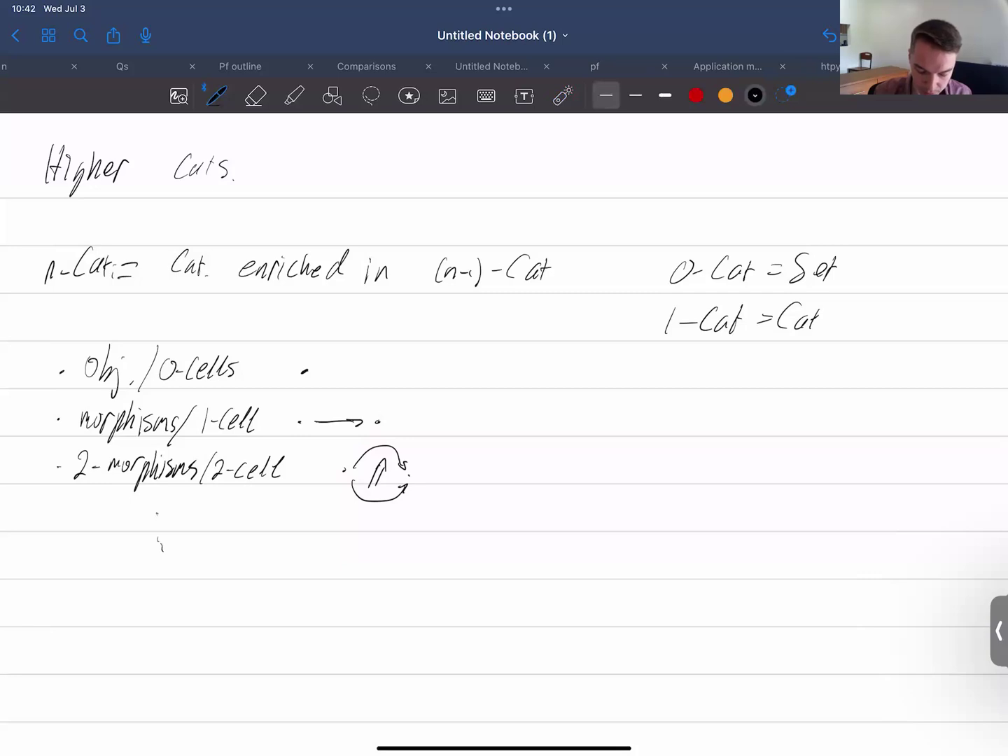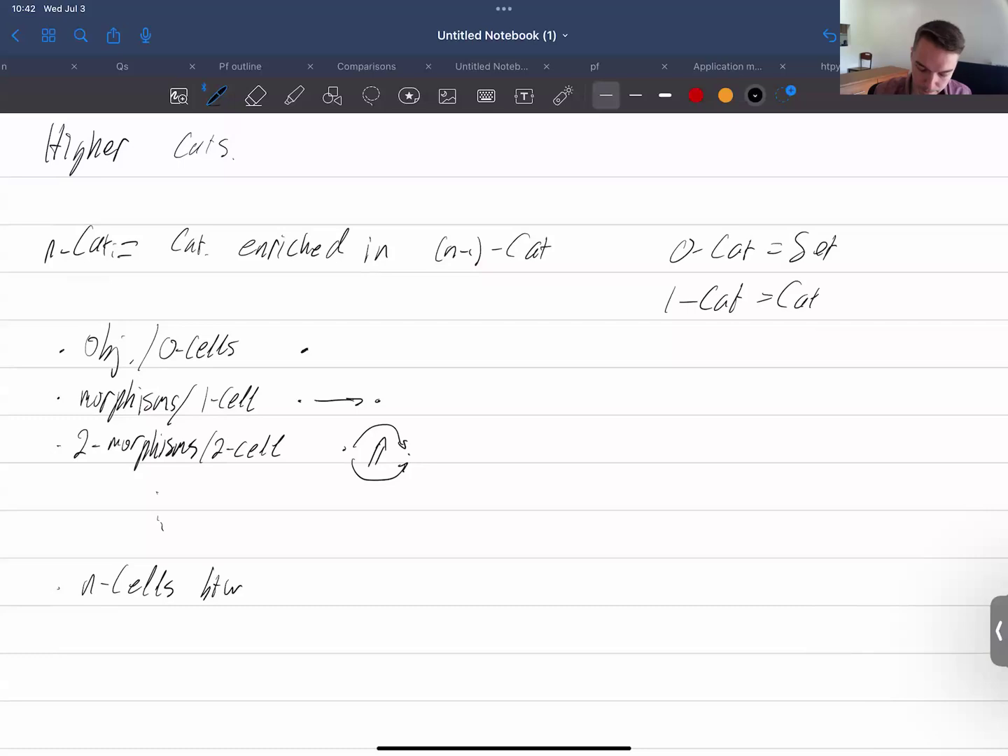And then we keep going on up to n-cells between (n-1)-cells that share the boundary.